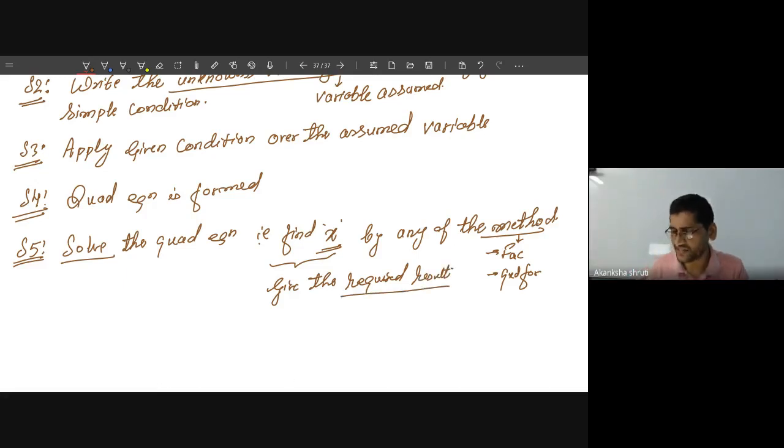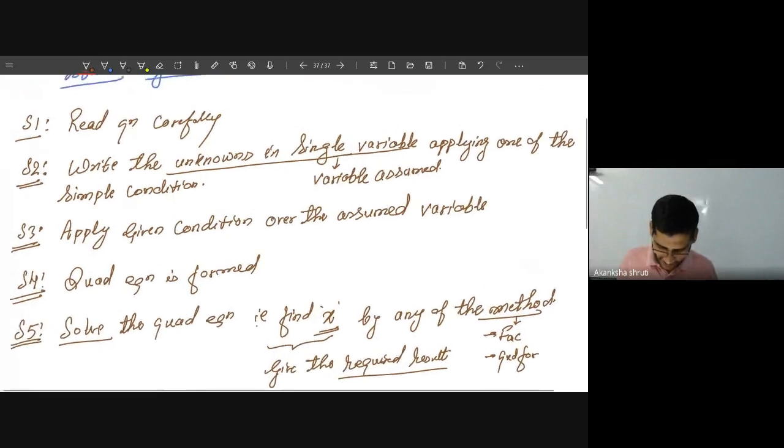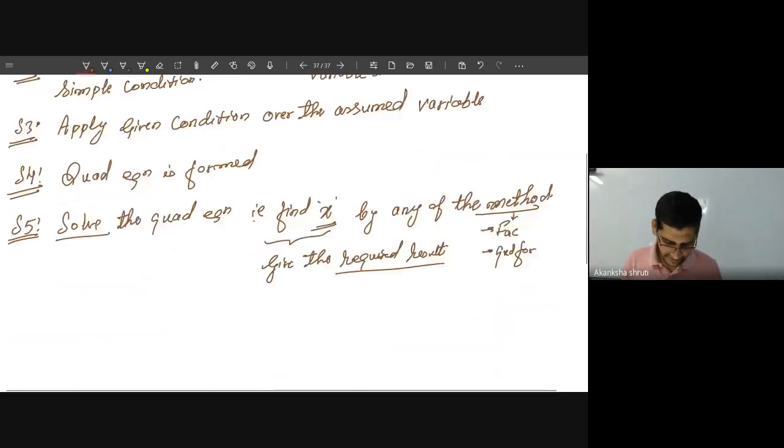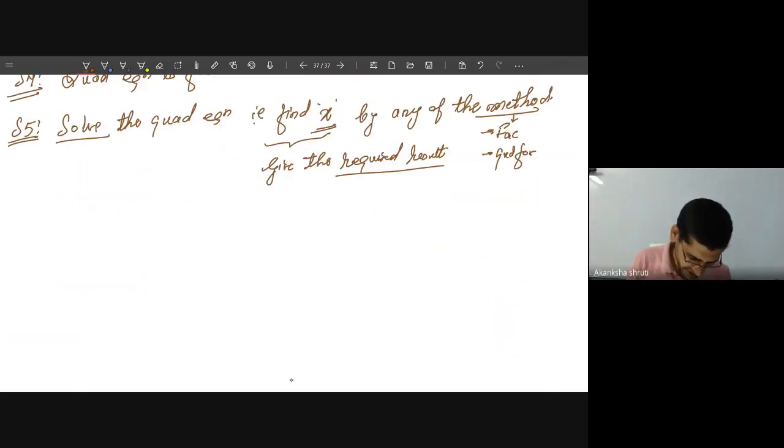So whatever the required result is there, you can get it. Student, let me solve one of the questions, means how I will frame the equation. You have to see. So very first, whatever the given statement or the question will be there, you have to read it carefully. Let me take one question to explain all these steps.